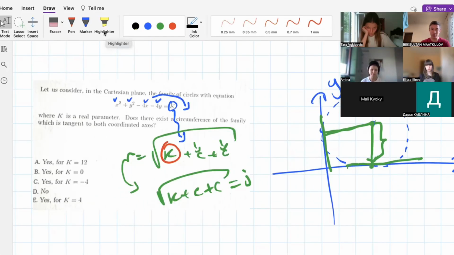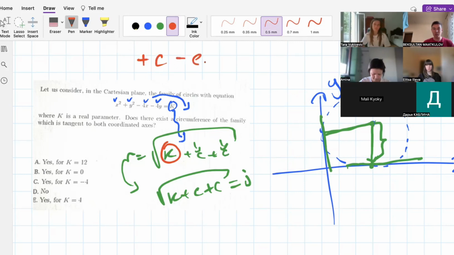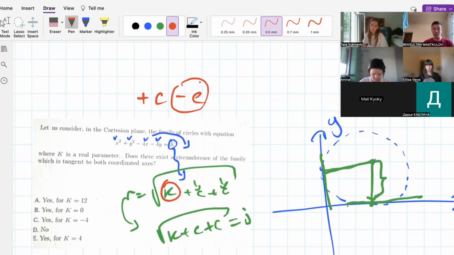Because a is too big. Like if you put 12 instead of k, to the 12 you have to add c, and then you have to add another c, and then you have to take the square root. But instead of plus, it will be minus 4 because it's minus 4x, minus 4y. Okay, you're adding c and then you're subtracting c, right? So basically this negative c, you have to transfer it to the right part, and in the right part it will become positive.